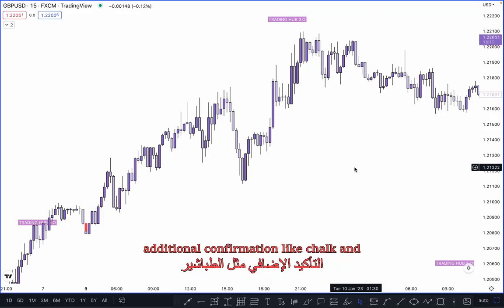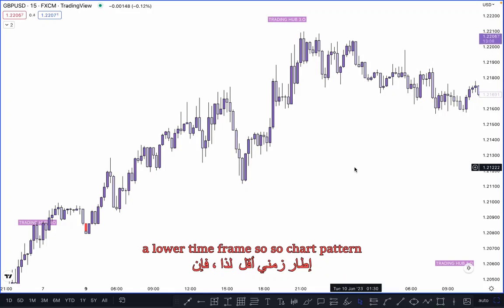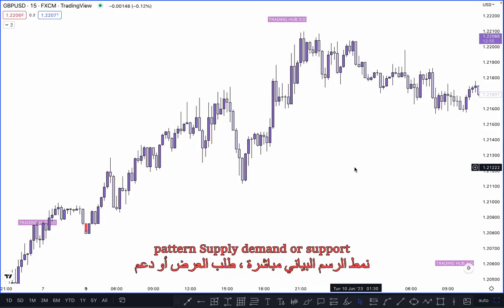You need some additional confirmation like CHoCH, inducement, break of structure, POI mapping, and POI mitigation, then you can take these types of entry on a lower time frame. So chart patterns and trend lines are additional confirmation. You can't directly buy or sell based on a trend line, chart pattern, supply, demand, or support and resistance.